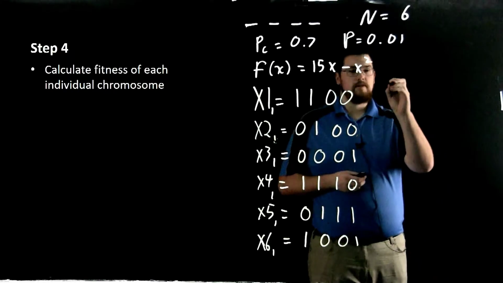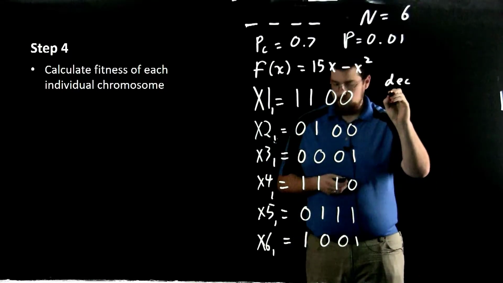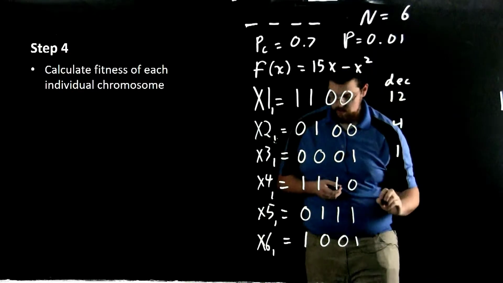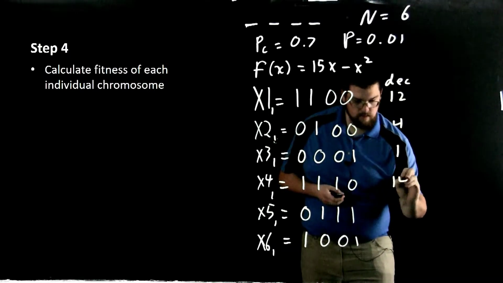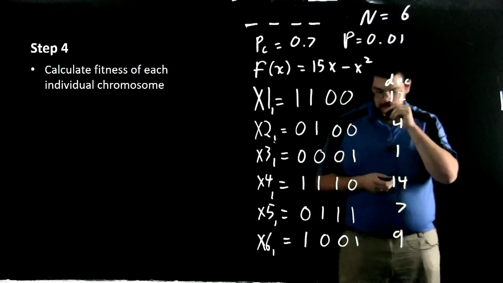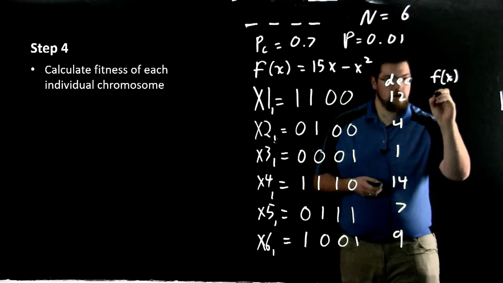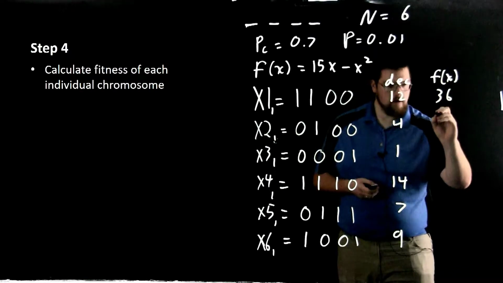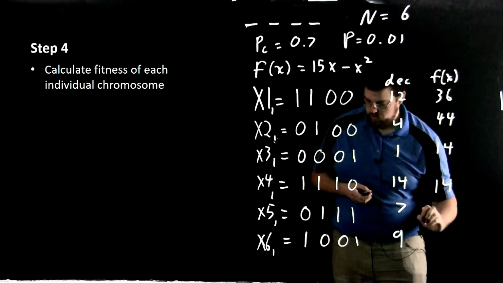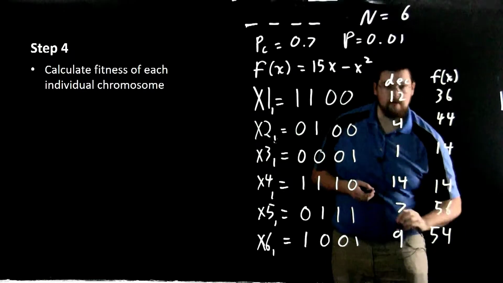Now that we have our population, we can go on to our next step, which is to calculate the fitness function. And there's a sub-step in here where we need to convert to decimals, because we're in binary and we need a decimal number. So if we do this, we have 12, 4, 1, 14, 7, and 9. We are then able to calculate our f of x, and we get 36, 44, 14, 14, 56, and 54.